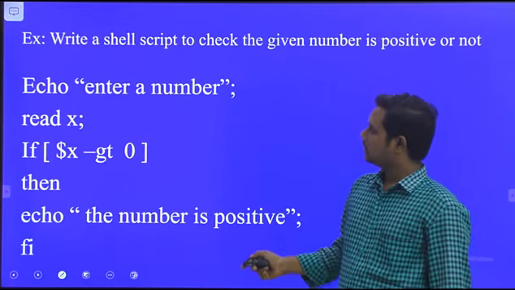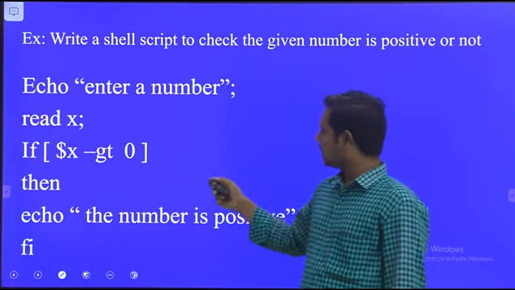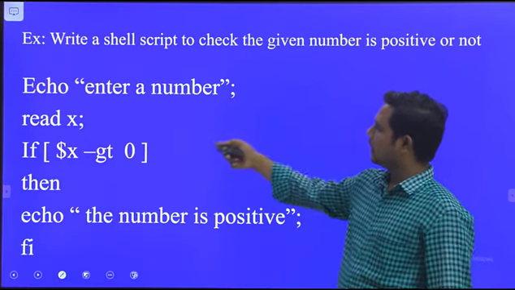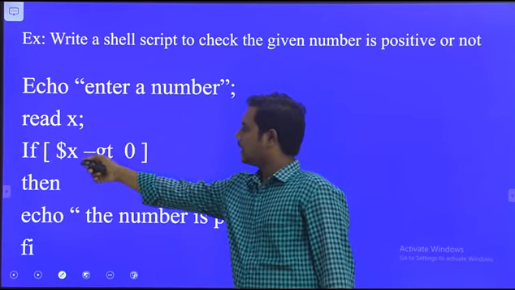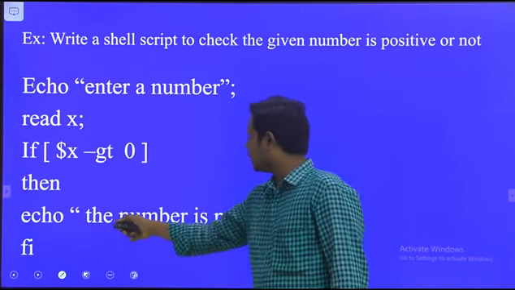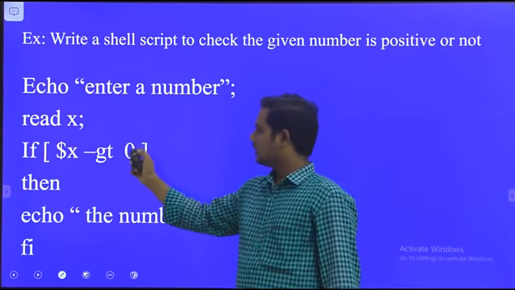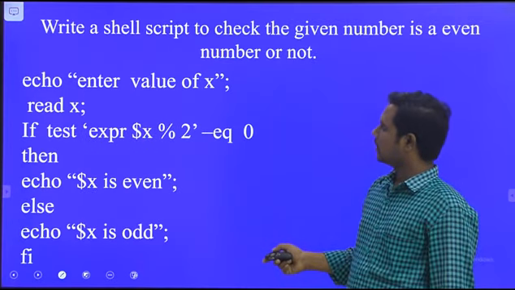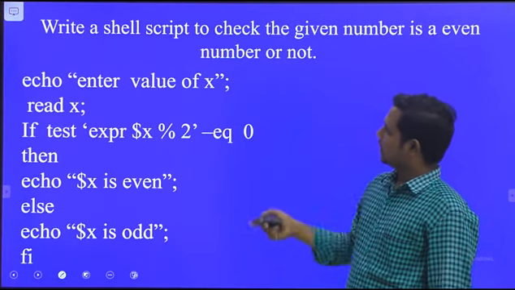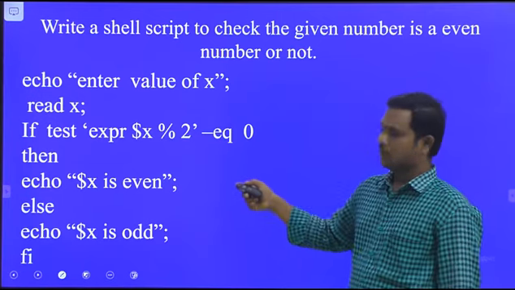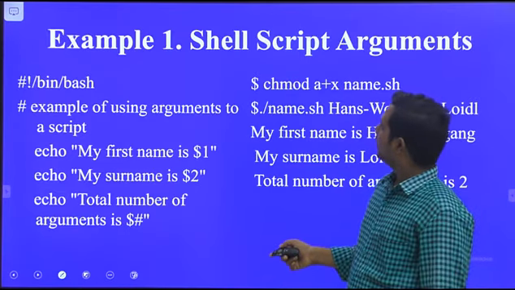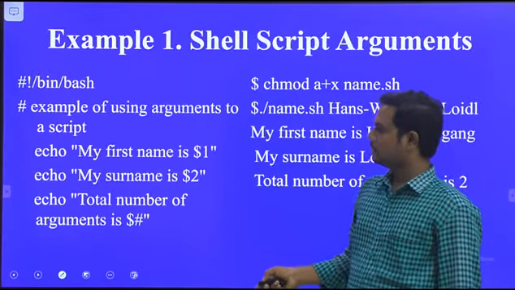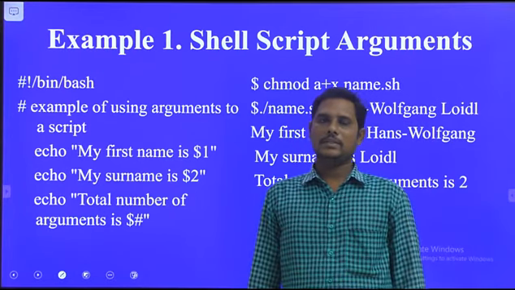Here we can also use an if condition to find whether a number is positive or negative. We do it with: enter a number, read x. If $x is greater than 0, then the number is positive; if $x is less than 0, it is not a positive number. It is a small program. These kinds of programs use the expr command. You can also see an even and odd number program. Now these are the arguments you can pass. Thank you, you can discuss later.